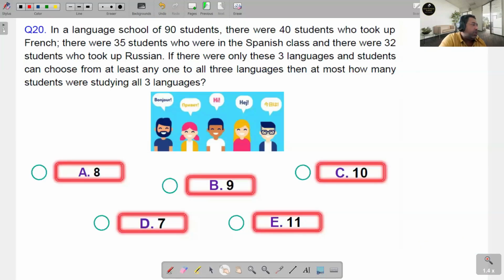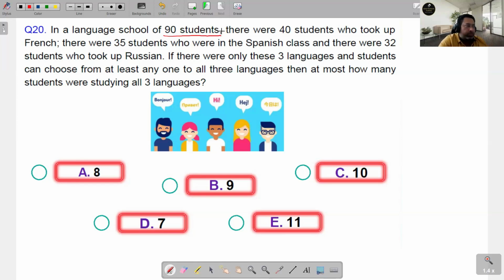Question 20. In a language school of 90 students, there were 40 students who took up French, there were 35 students who were in the Spanish class, and there were 32 students who took up Russian. If there were only 3 languages and students can choose from at least any one to all 3 languages, then at most how many students were studying all 3 languages? All right. So first of all, let's look at some of the data here. The total number of students is 90 students.